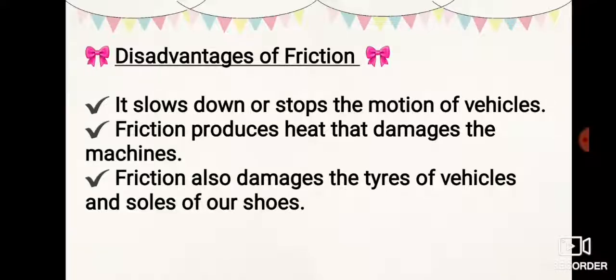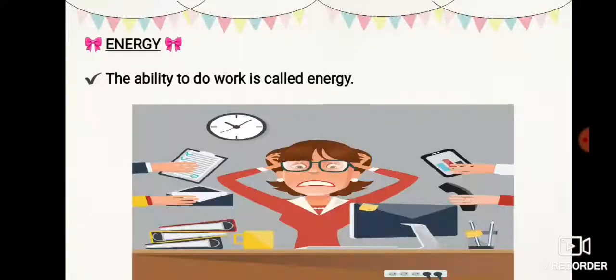Disadvantages of friction. It slows down or stops the motion of vehicles. Friction produces heat that damages the machines. Friction also damages the tires of vehicles and the soles of our shoes. Energy. The capacity for doing work is called energy.